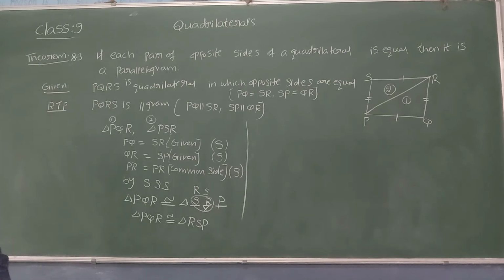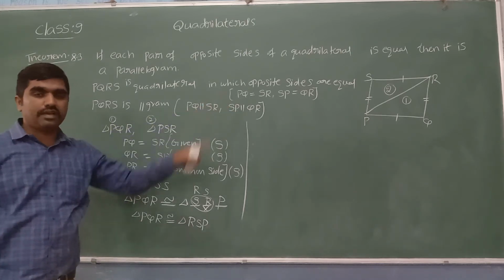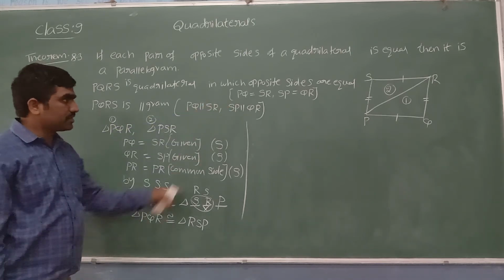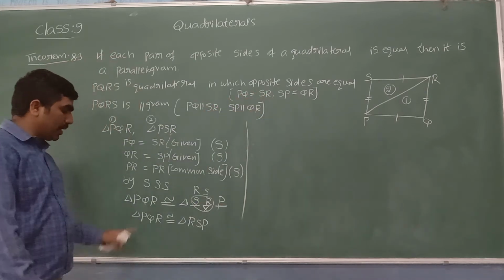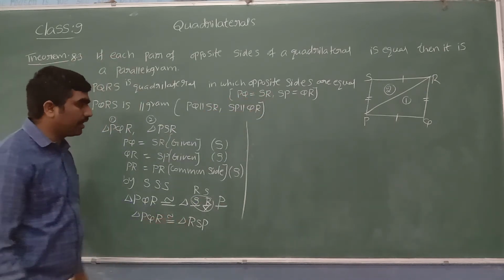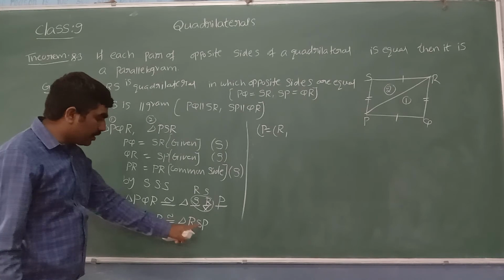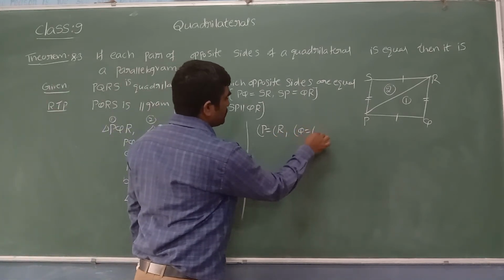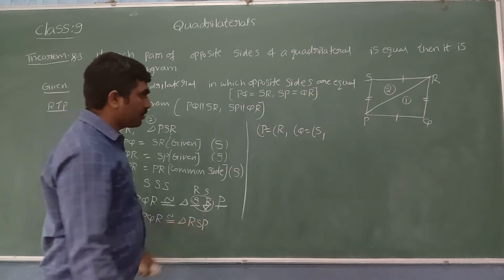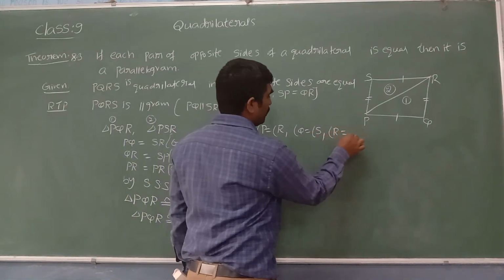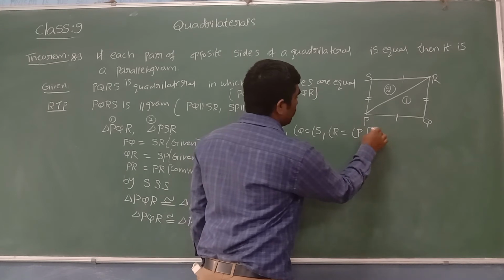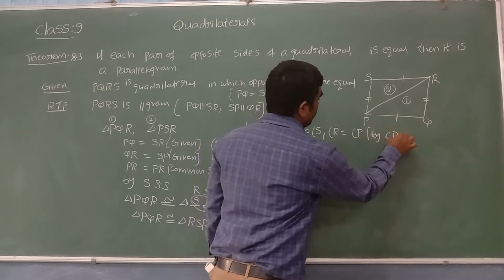Once triangles are congruent, sides are equal and angles are equal. Let us take angles. Why? Because if corresponding or alternate angles are equal, then only we can say that lines are parallel. Sides we already know are equal, because of that I am going with equal angles. Angle P is equal to angle R. Second, angle Q is equal to angle S. Angle R is equal to angle P. What is the reason? By corresponding parts of congruent triangles.